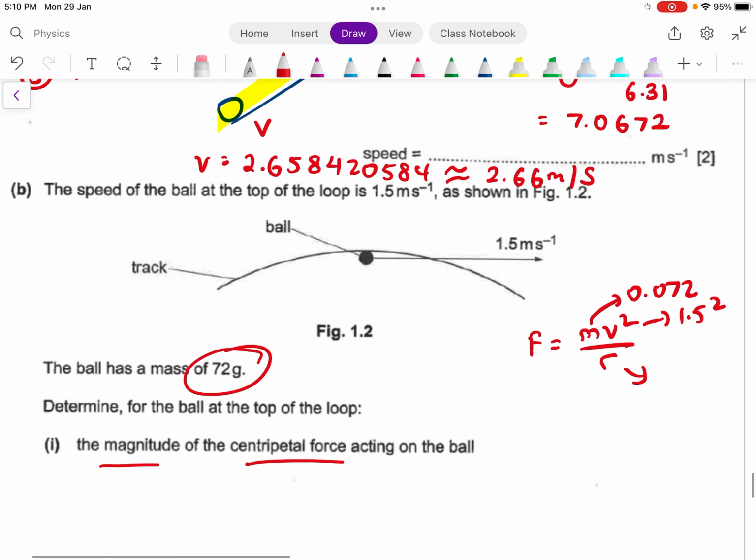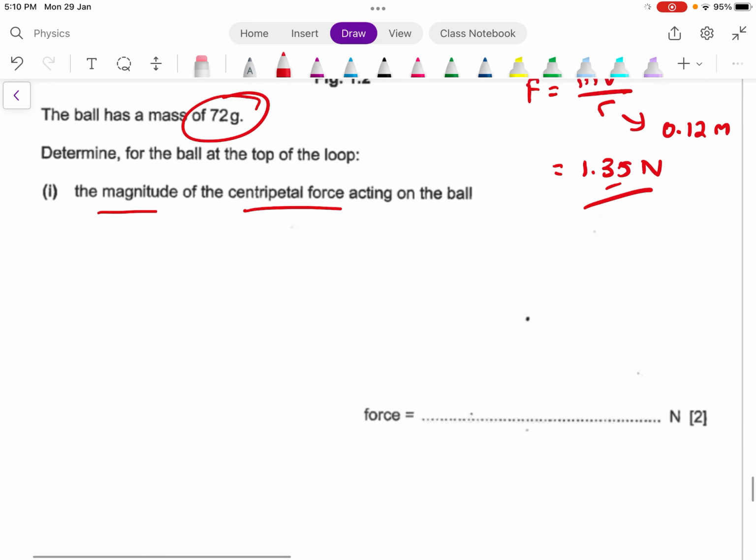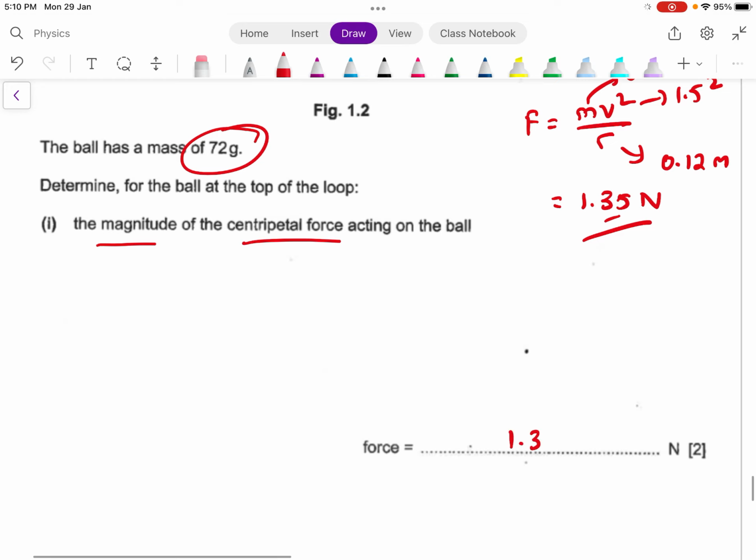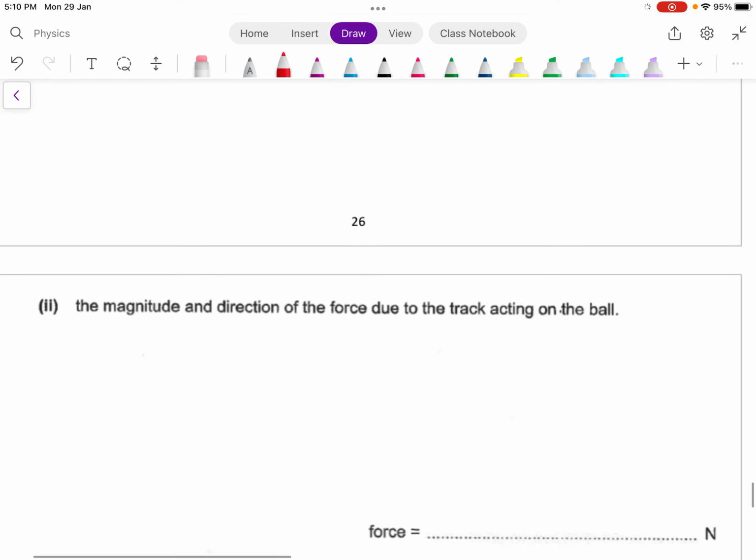So this will be 0.12 meter. So if I do my calculation, I will get, okay, my centripetal force is 1.35 Newton. So that is quite straightforward also. So 2 marks also give away one. So 1.35. Okay, so now I move on to the last part.